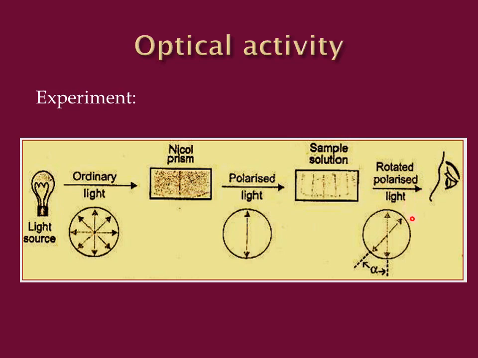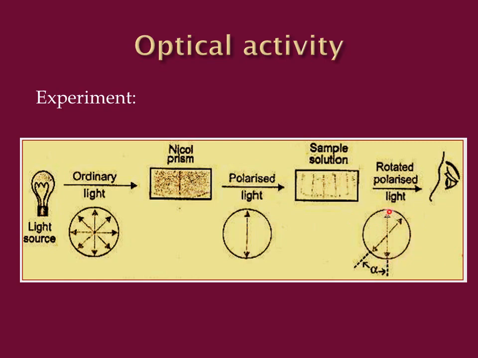In order to get maximum illumination, the analyzer is rotated to a certain angle through which we are going to get maximum illumination again. The angle through which the analyzer is rotated gives the magnitude of the observed rotation, which is represented by alpha, the degree of rotation. If the rotation is towards right or clockwise, the compound is said to be dextrorotatory, and if it is towards left or anti-clockwise or counterclockwise, it is said to be levorotatory.